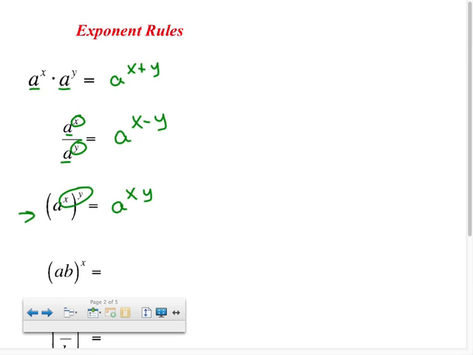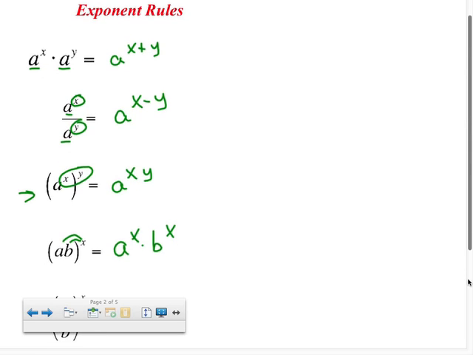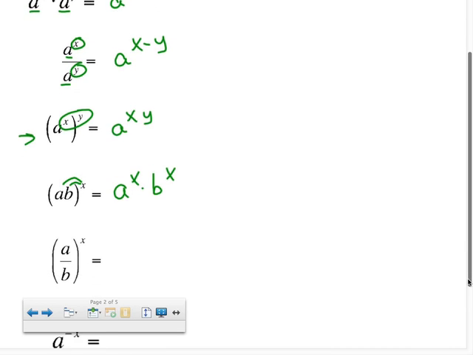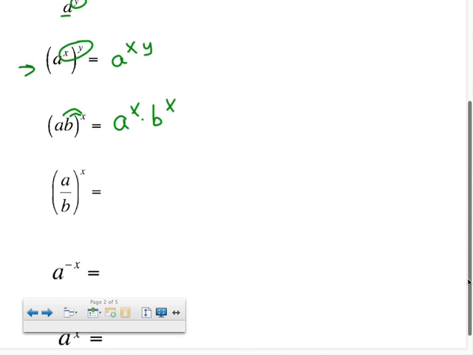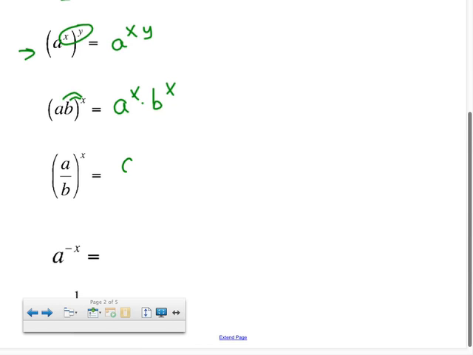And then if we have a times b to the x power, then it kind of looks like distributing. That's the way students think of it. It's a to the x times b to the x. You are allowed to do that. Likewise, if we have division, so if we have a divided by b to the x, as we see in that next one, then again I can rewrite that as a to the x divided by b to the x.